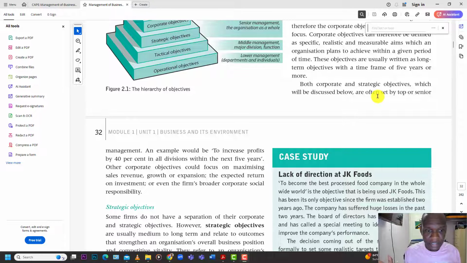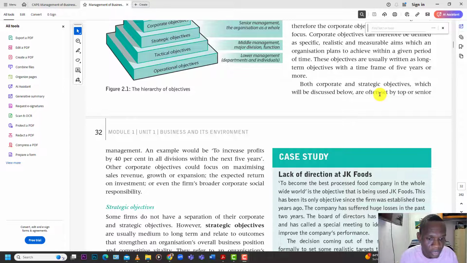So you see everything there, it's measurable. There's a time frame. It's specific. We're increasing profits. By how much? 40%. Where? All divisions. When? Next 5 years. Other corporate objectives could focus on maximizing sale revenue, growth or expansion, the expected return on investment, or even the firm's broader corporate social responsibilities.